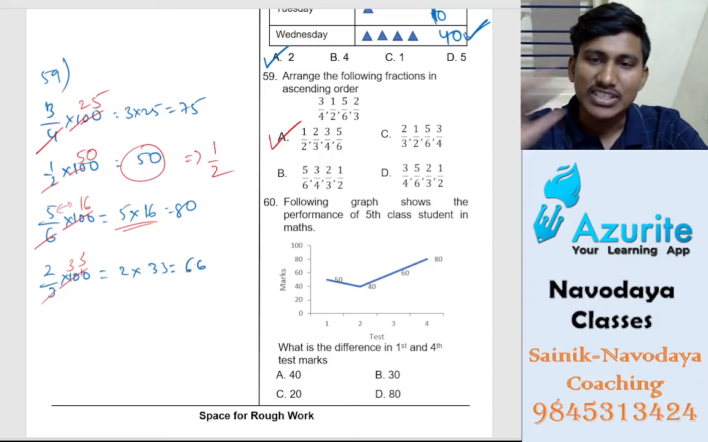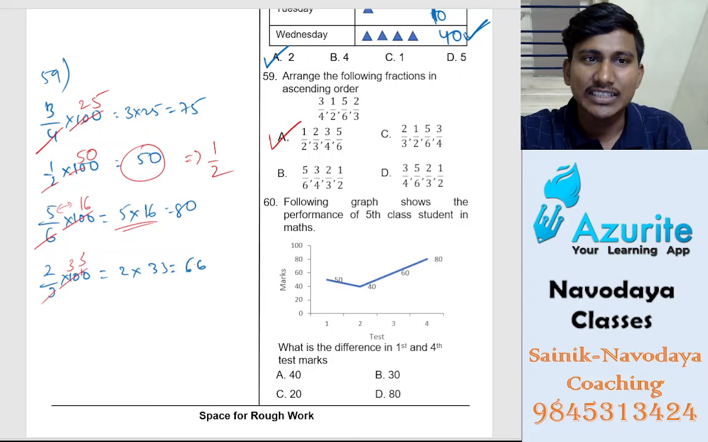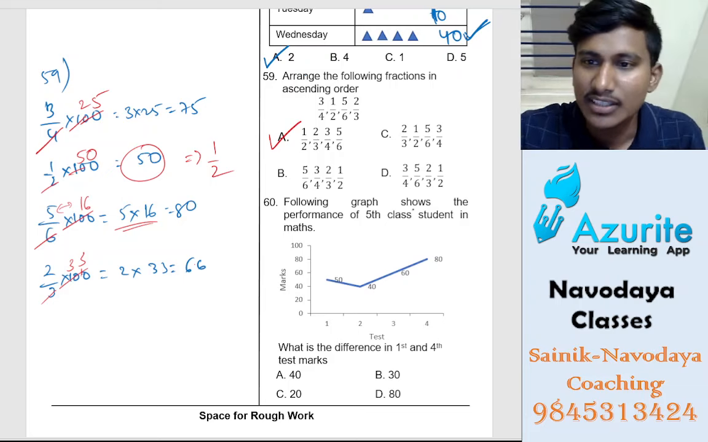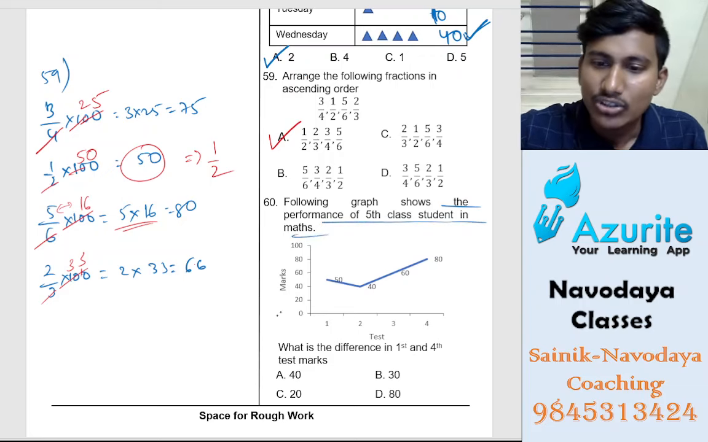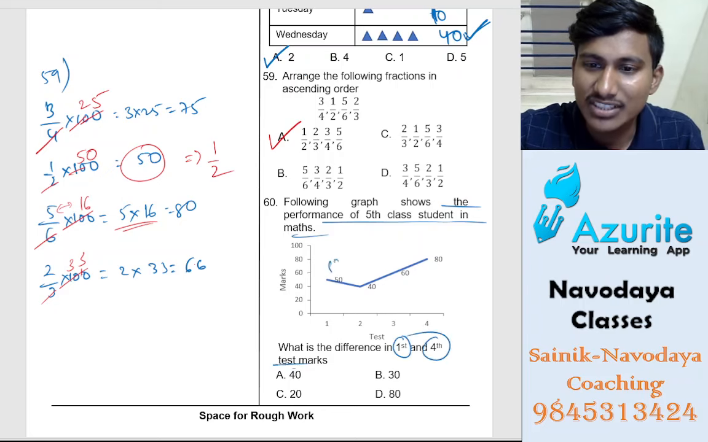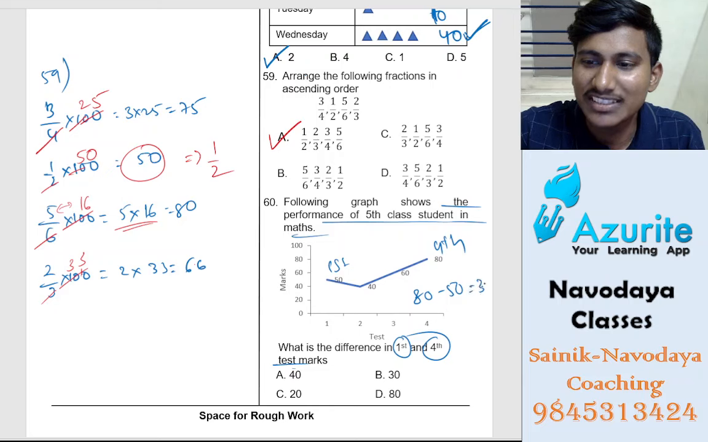Okay. So see here students, next question 60. What is the question here? The question is, which of the following graphs shows the performance of the five students? What is the difference between the first and fourth test? This is the first test, this is the fourth test. Difference means subtract. So 80 minus 50, how much is the answer? 30 is the answer. Option B here.